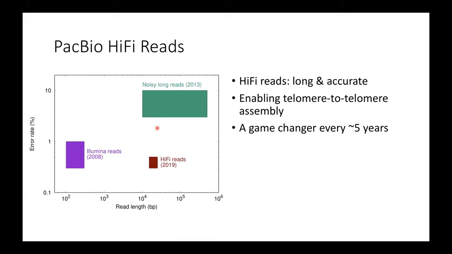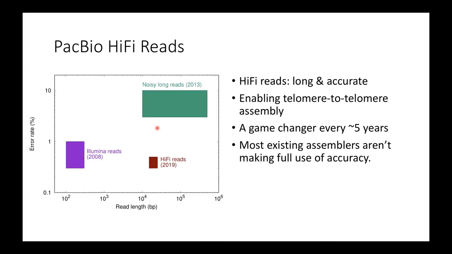And many people may think that this may not be a big change, but in fact, this actually makes assembly a lot easier and greatly increases the power of assembly. Currently, most of the assemblers are not making full use of the accuracy. There are only a few assemblers that can do that, like hifiasm, Hicanu, and also IPA. I think these are the only three practical assemblers that can really give you the assembly.